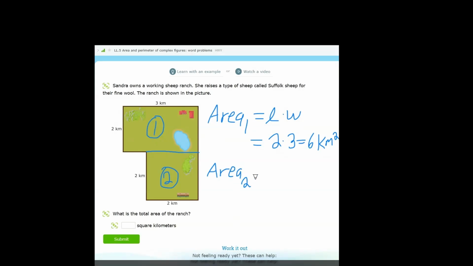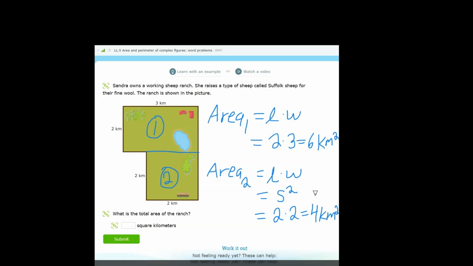And the area of the second shape here, well, this is a 2 by 2 square. So this is a square because all of its sides are the same. So it is length times width, but both the length and the width are the same. This is actually a square, so on your formula sheet you might see it as side squared. And this is the same thing as 2 times 2, right? It's 2 squared, and that gives us 4 kilometers squared.